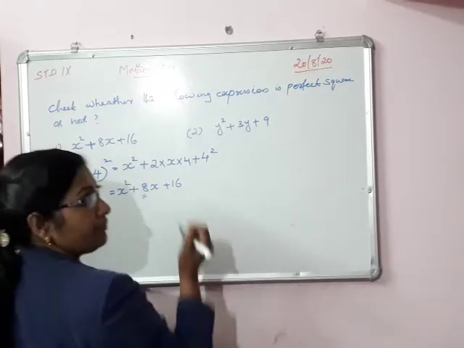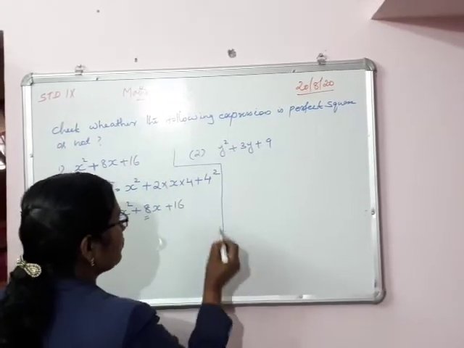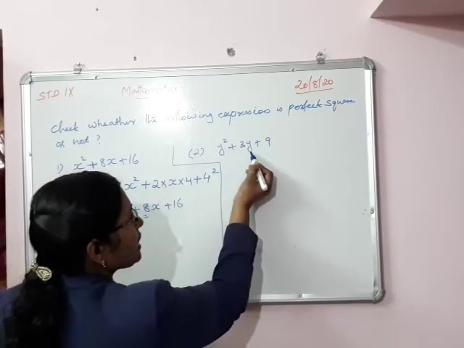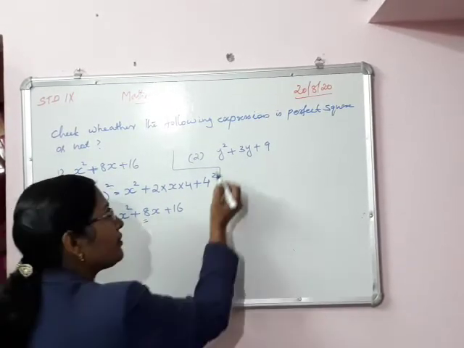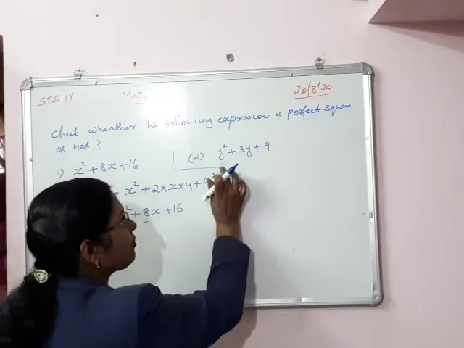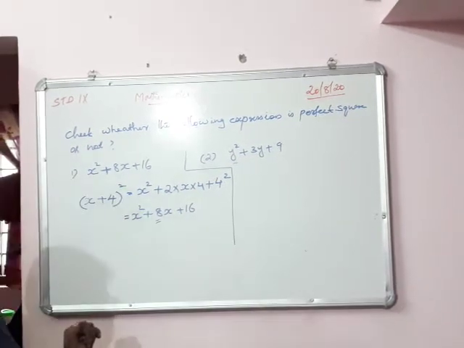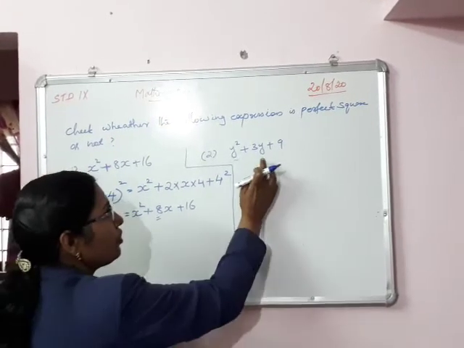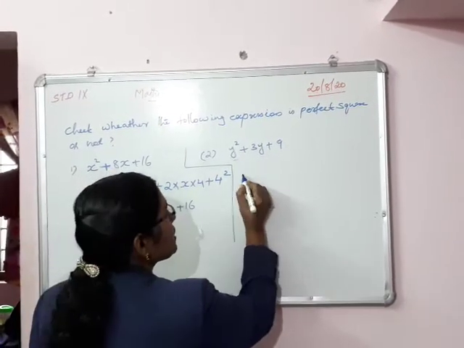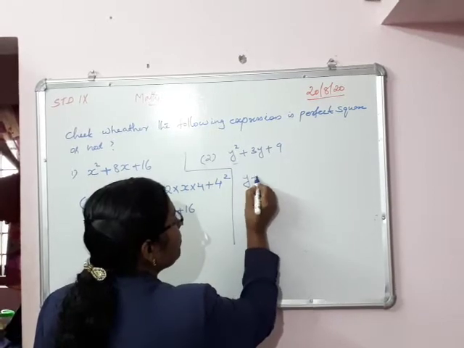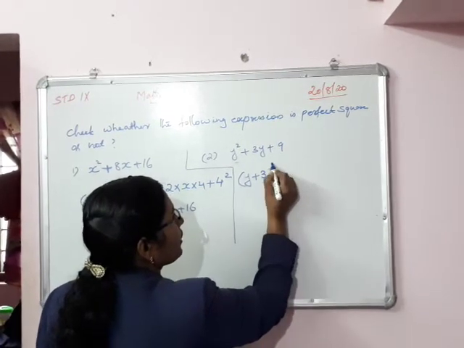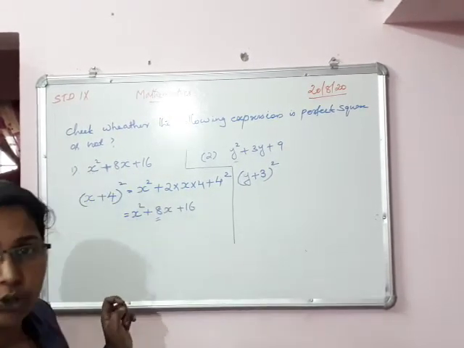But in the second question, number 2, check it. y square plus 3y plus 9. The first term is a perfect square because it is y square. The last term, 9, is a perfect square, 3 square. So we know it is the expanded form of y plus 3 the whole square. We are going to check whether it is a perfect square or not.